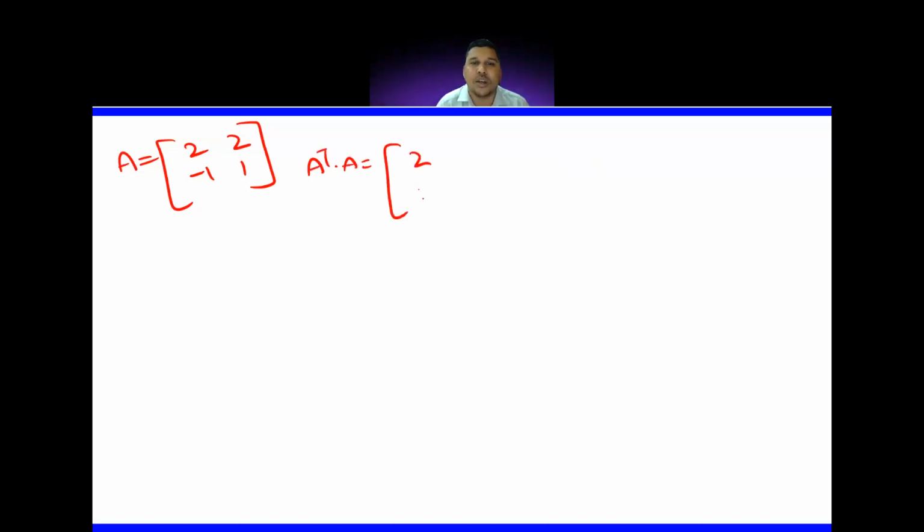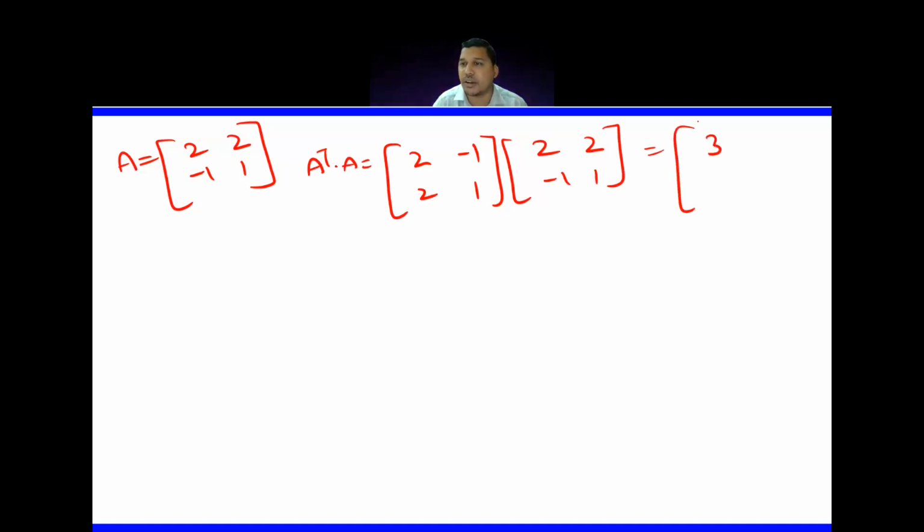I will take A transpose, that is 2, 2, minus 1, 1, into the original A, that is 2, 2, minus 1, 1. If I multiply these two, I get a matrix, sorry, I'm directly writing it because you can multiply those and see 5, 3, 3, 5. So I got a matrix A transpose into A, let us call it the B matrix. That is the first step: multiply A transpose into A, and you get a matrix B like this.